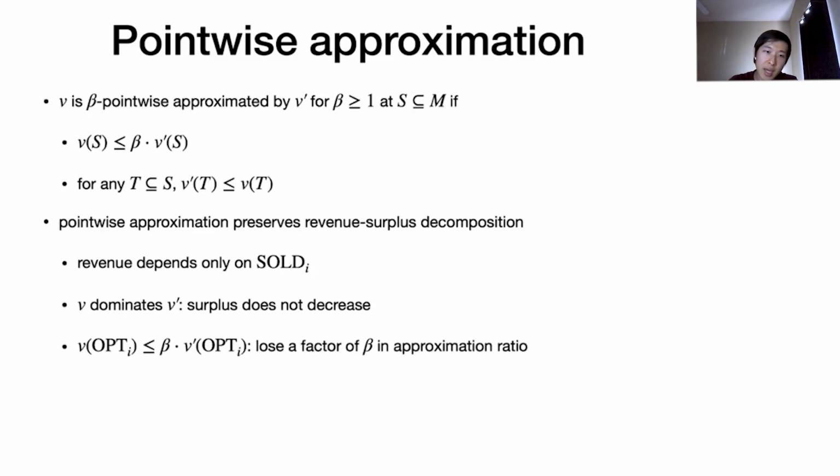So the key claim we make is that pointwise approximation preserves the revenue surplus decomposition argument. And the reason is the following. First, the revenue depends only on sold i. It has nothing to do with the valuation function. Second, V dominates V prime. So if we replace V prime with V, the surplus does not decrease. And finally, V of opt i is at most larger than V prime of opt i by a factor of beta. So if we replace V prime with V, the benchmark becomes larger by beta at most, and we lose the factor of beta in the approximation ratio.